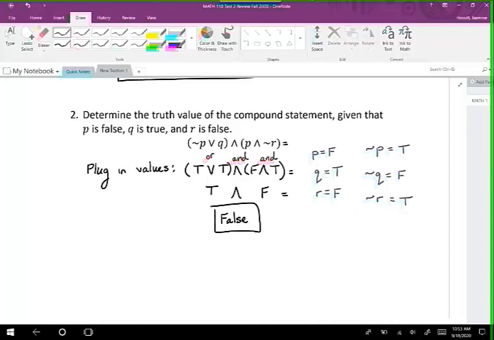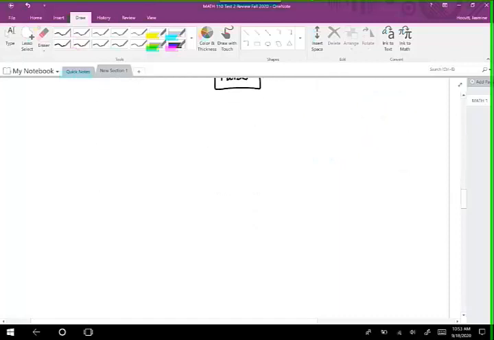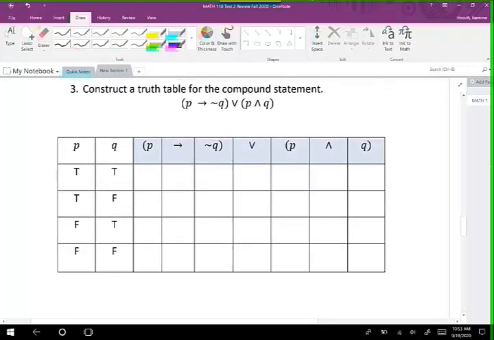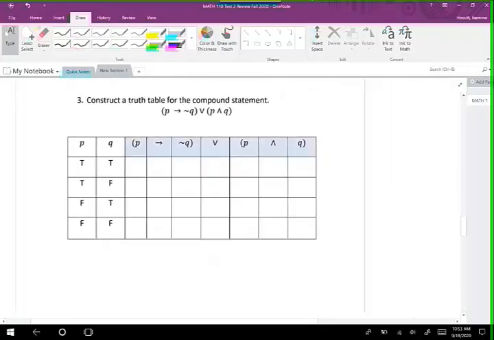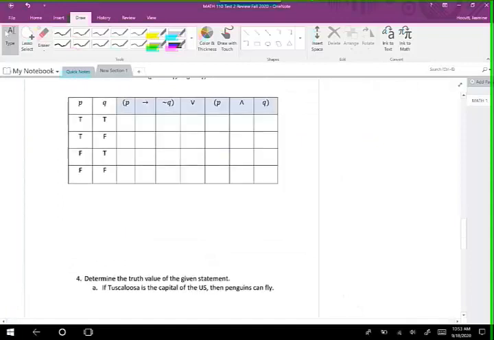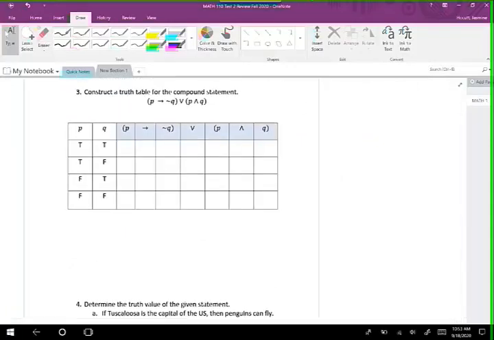So there's a problem where you have one specific combination and you're finding the truth value for that one combination. The next one that we're going to do is where we have an entire table and we're filling in the whole table. So maybe before I do this specific problem, I'll just remind you of the steps in which we fill in the table.